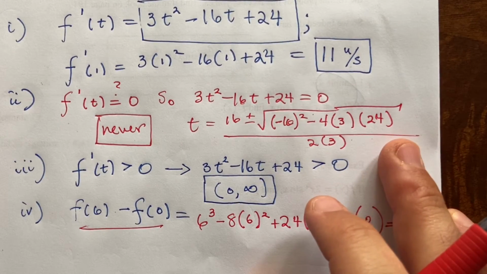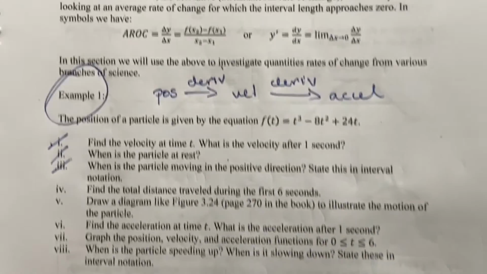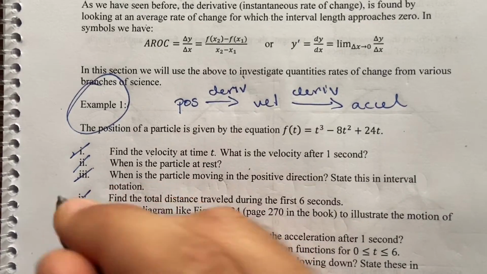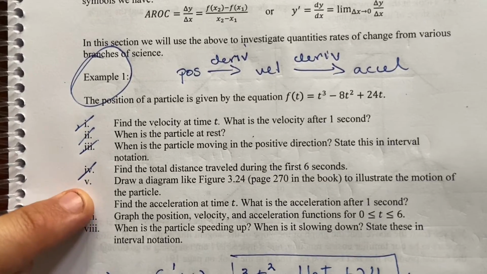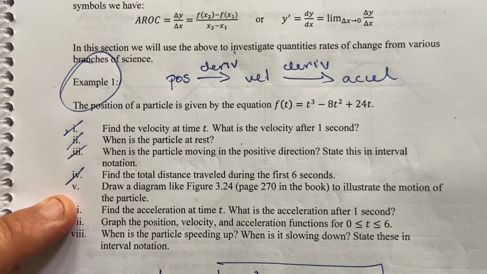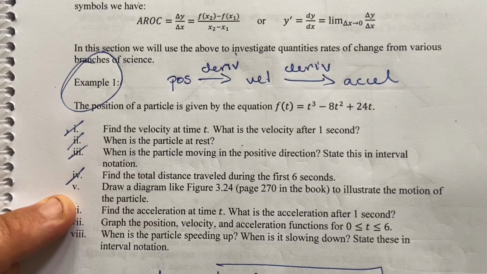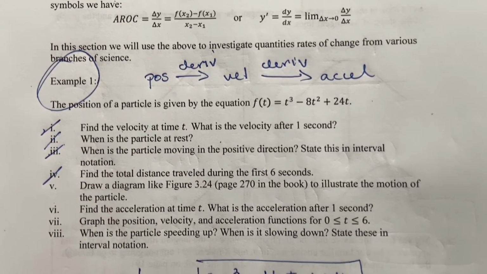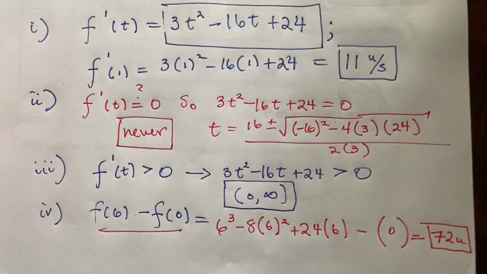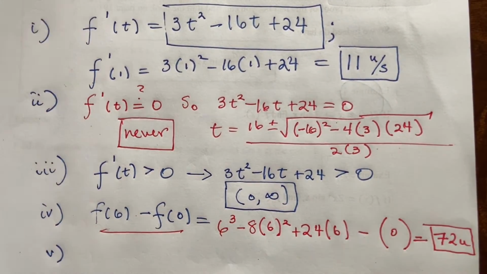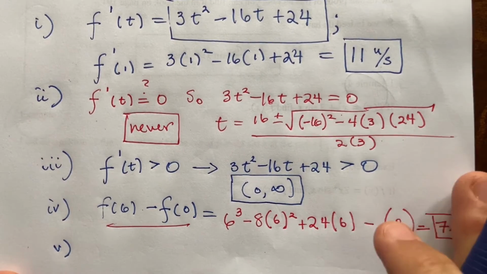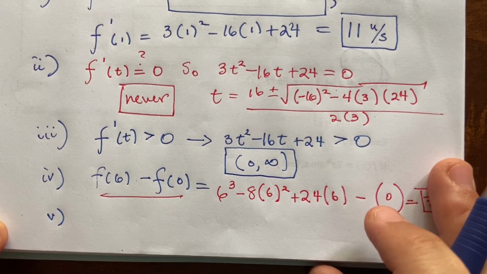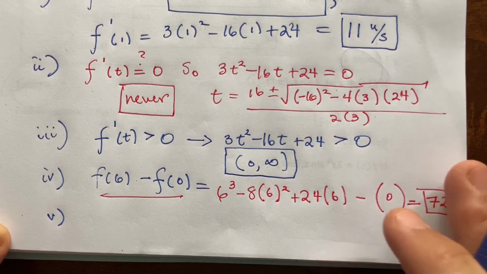Okay, on to part 5. Let's see what it says. So it says draw a diagram like figure 3.24 on page 270 in the book to illustrate the motion of the particle. Okay. So part 5. We basically have a particle that starts moving in the positive direction, and then that's it. That's all we know about it.